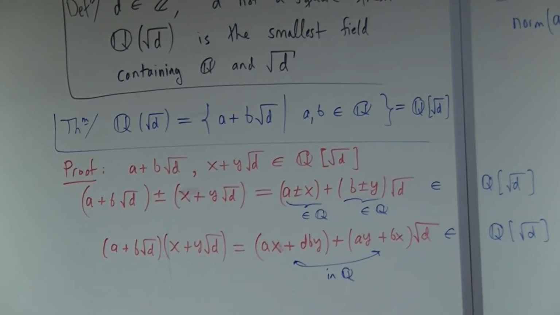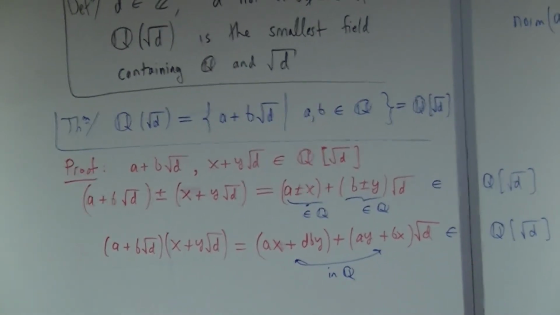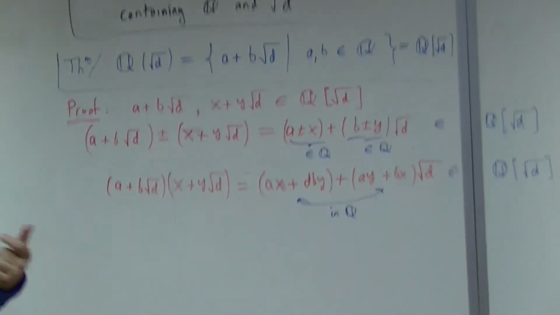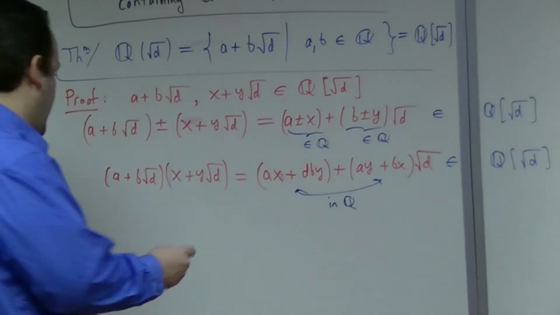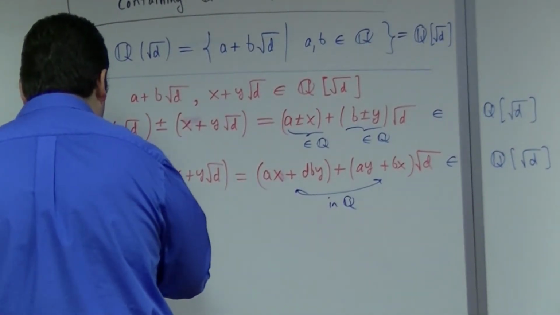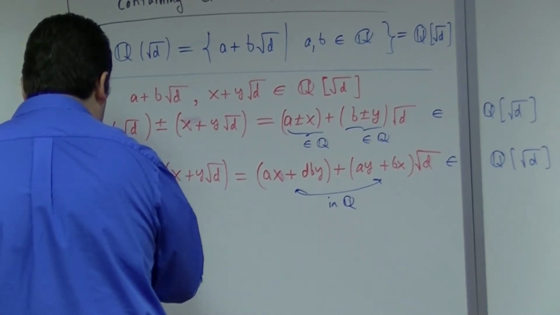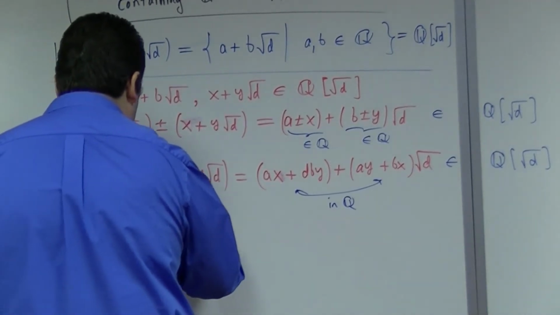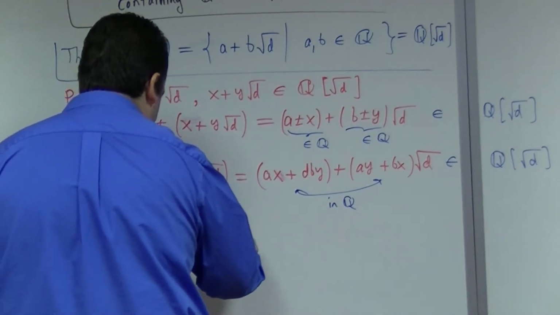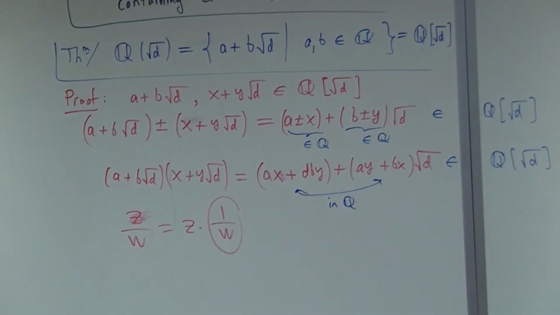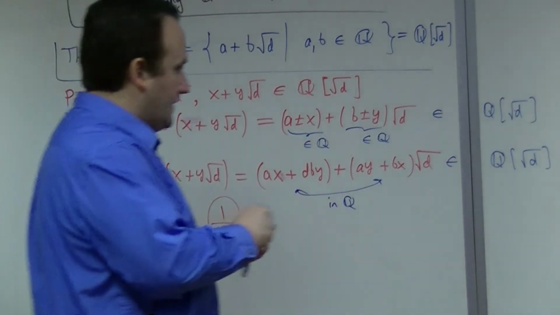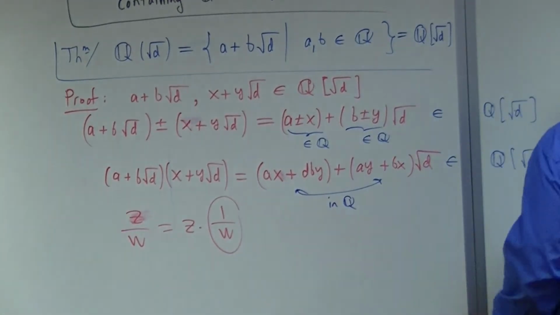Then what's left to show the field? What do we need to do? Division, right? It suffices to show that the reciprocal exists, because if the reciprocal exists, then we can always say z over w is really just equal to z times 1 over w. So essentially, I just need to be able to show that 1 over w exists. So what is 1 over w?